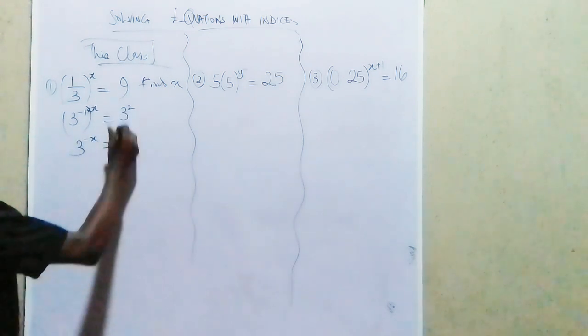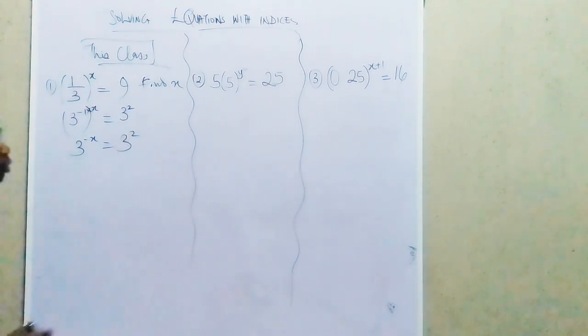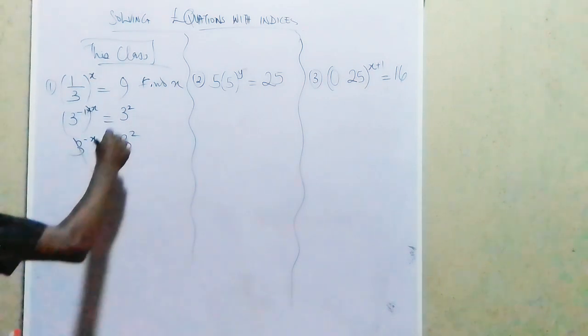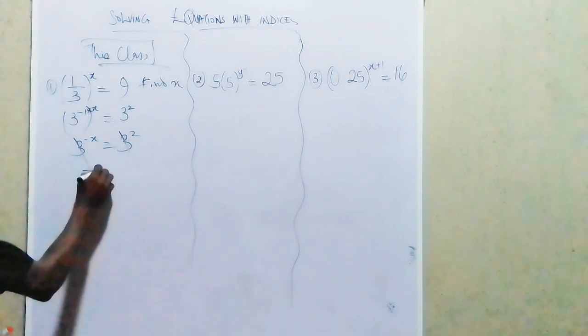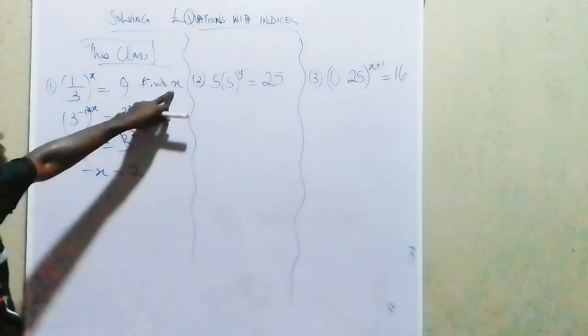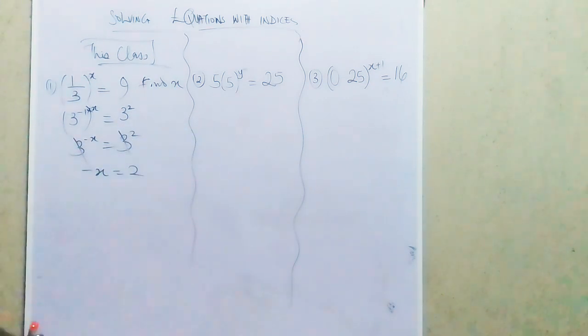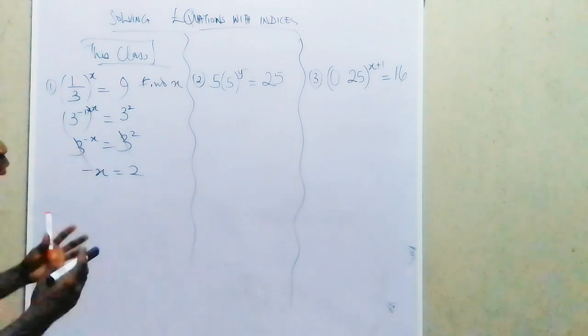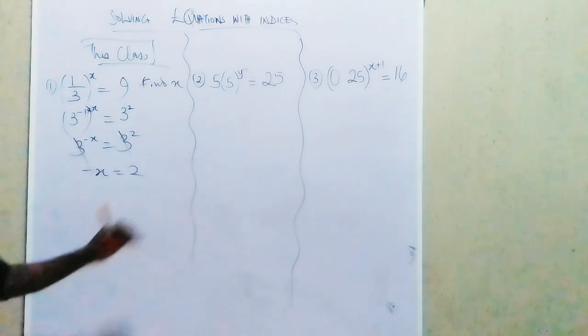Now this is 3 raised to the power of 2. What is common? The bases are the same, 3. So 3 cancels 3. What do we have left? Minus x is equal to 2. Now the question says find x and not minus x. So what do we do to take this minus off x? What we'll do to the left, we'll also do to the right.